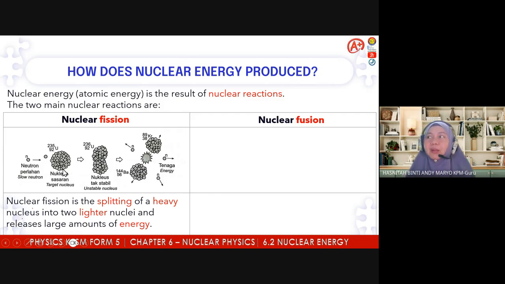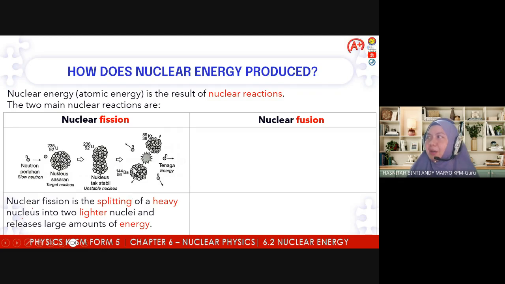So what happened to this heavy nucleus? It will split into two or more lighter nuclei. See, this unstable nucleus bombarded with neutron, so it split into krypton and barium. And this process release another three neutron and a very large amount of energy. Okay, that is nuclear fission.